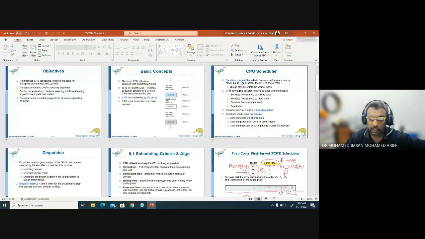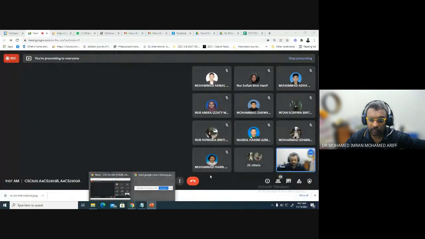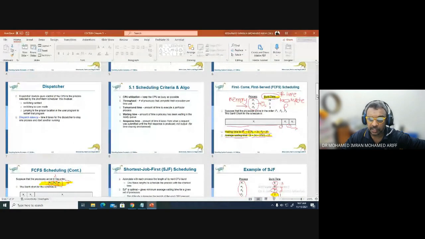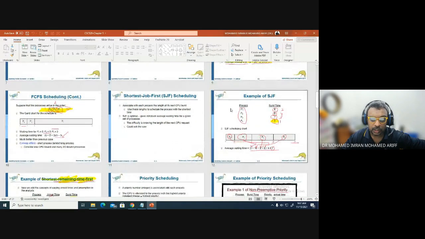We have understood the meaning of short-term scheduler, preemptive, non-preemptive, and we've also highlighted a few of the algorithms. The first one is first come, first serve, meaning the first process in is the first process to be processed, and we've also calculated the waiting time for each process, and the average waiting time. Next, we have the shortest job first, meaning the shortest process that comes to the processor will be processed first.